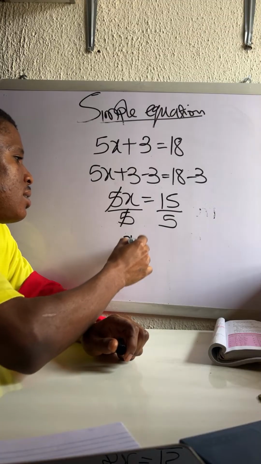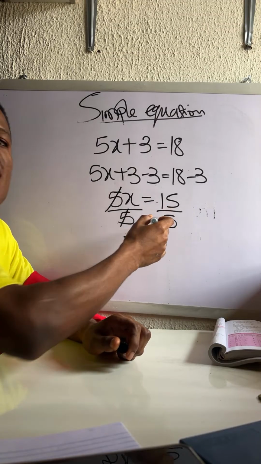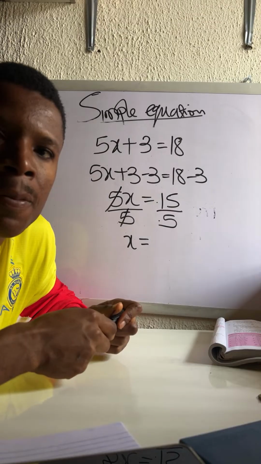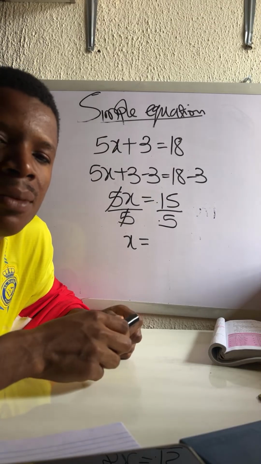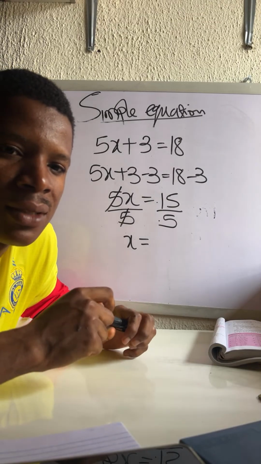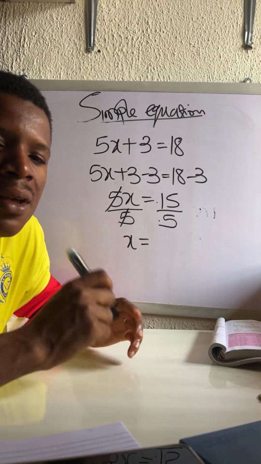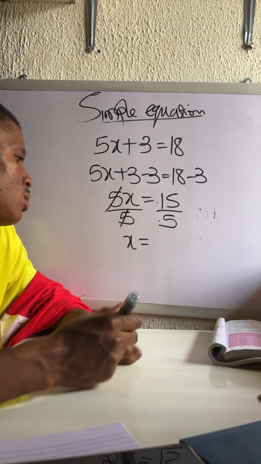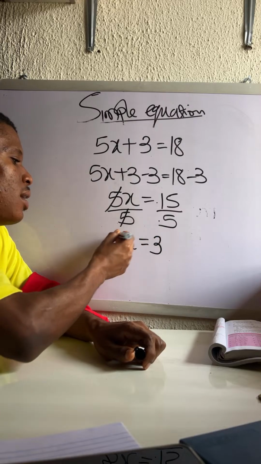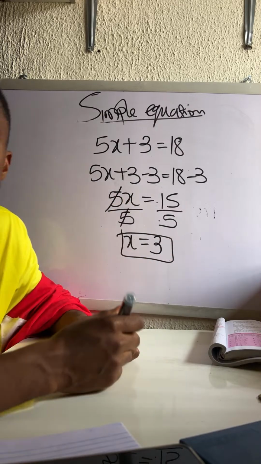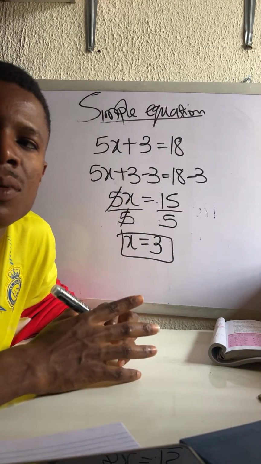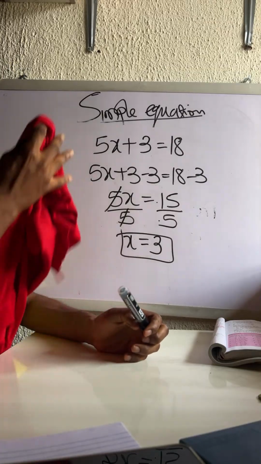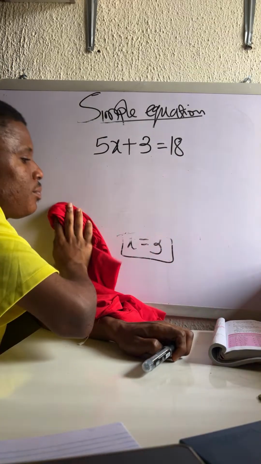You see that x is equal to 15 divided by 5 as well. What is 15 divided by 5? 15 divided by 5 is also 3. So the value for x is 3. This is very simple to do.